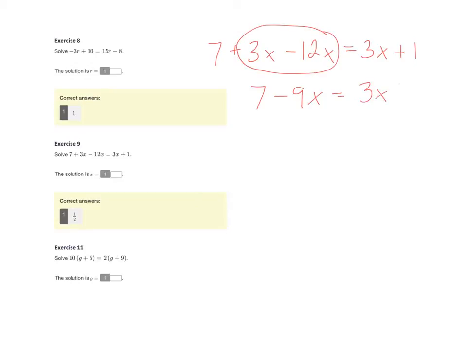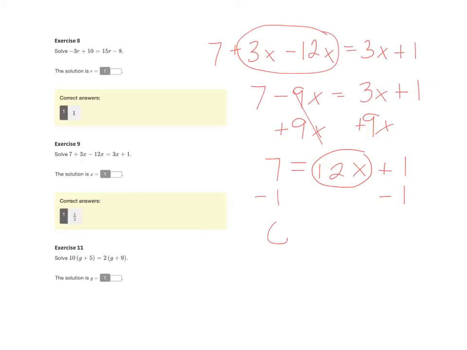Equals 3x plus 1. Now my options here are that I can add 9x to both sides, which would leave it positive, or I could minus 3x from both sides, and that would leave us negative. So I'm going to add 9x here and 9x here. That's going to give me 7 is equal to 12x plus 1. And now we're going to try and isolate the variable. So how do we get rid of a plus 1? That's right, we're going to minus 1 from both sides. That would give us 6 is equal to 12x.